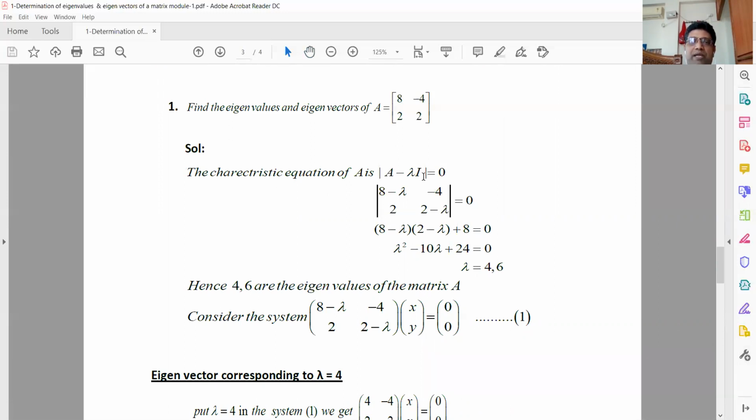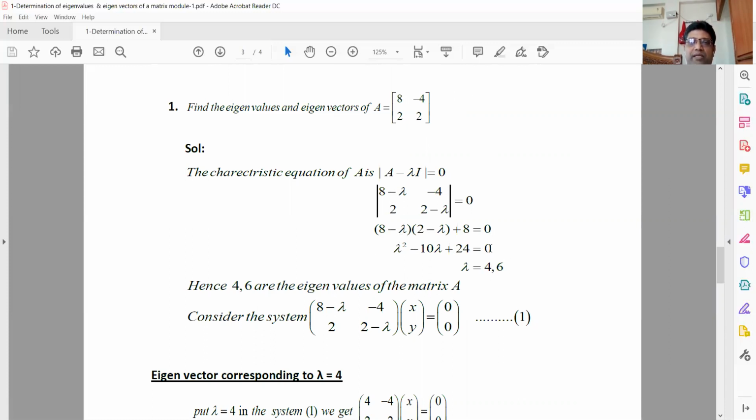So it is A minus lambda I. What is I? I is the unit matrix, 1 0 0 1. So from this I am subtracting lambda times 1 0 0 1, which means lambda 0, 0 lambda. If I subtract, I will get this one. Now I have to expand this one: (8 minus lambda) into (2 minus lambda) plus 8 equals 0. If I multiply this, I will get lambda square minus 10 lambda plus 24 equals 0.